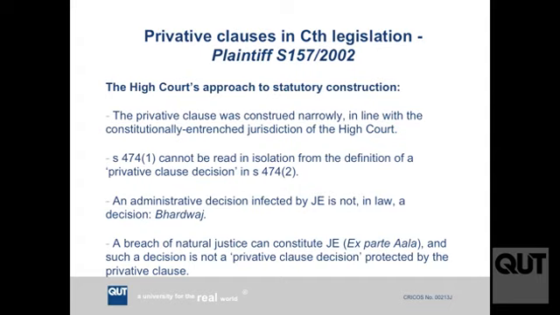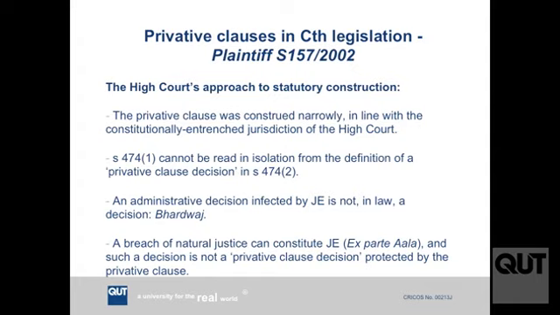The Court also said that Section 474, subsection 1, cannot be read in isolation from Section 474, subsection 2, which talks about what is meant by the phrase privative clause decision. And we saw this definition on slide 21. In the earlier case of Bhardwaj, which we talked about in week 4, the High Court held that an administrative decision infected by jurisdictional error is not, in law, a decision.